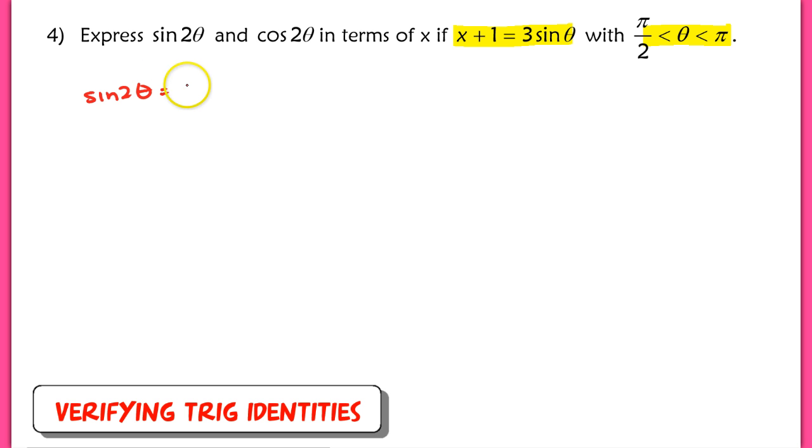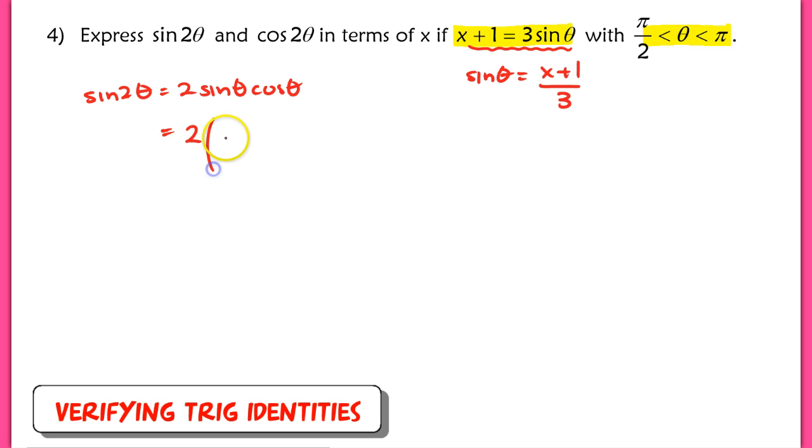All right, now I want to express this in terms of just x. If I go back to my given here, it says that x plus 1 is equal to 3 times the sine of theta, which means that the sine of theta is equal to x plus 1 over 3. So I want to rewrite sine of 2 theta so that I can write it in terms of sine theta. And I know that from my double angle formula, the sine of 2 theta is equal to 2 times the sine of theta times the cosine of theta. So now by substitution, that's equivalent to 2 times x plus 1 over 3 times the cosine of theta. So I'm one step closer now.